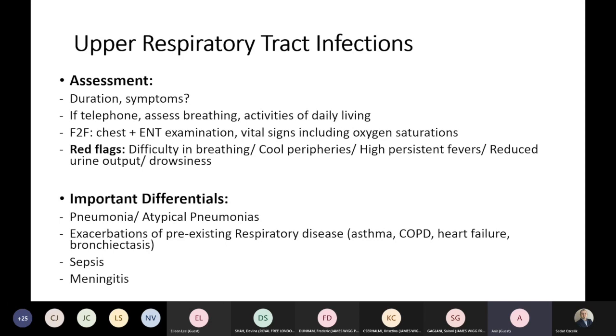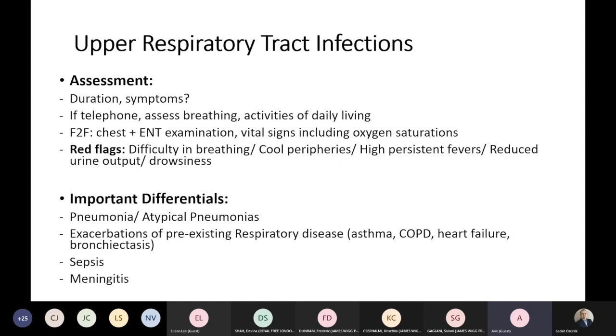So what kind of differentials go through our mind when we see someone or speak to someone with an upper respiratory tract infection? So I think the common question that we ask ourselves is, does this patient need antibiotics? Do they need to go into hospital?